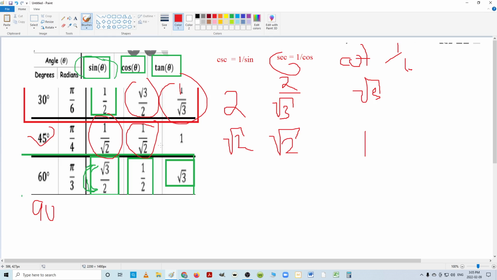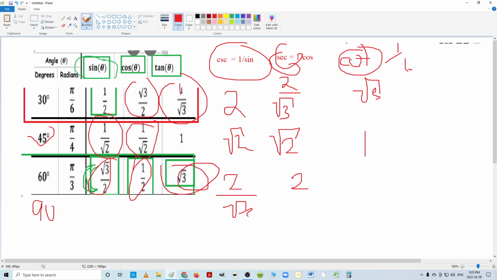Let's look at this one. What about the cosecant, 1 over sine of 60 degrees? Well, we flip that. It's 2 over the square root of 3. Secant, it's the flipping of that: 2 over 1, or just 2. Cotangent, it's the flipping of that. Well, that's essentially over 1. So you get 1 over the square root of 3.